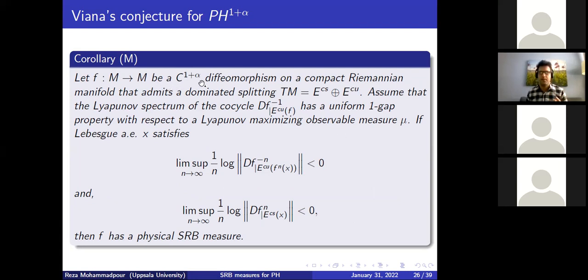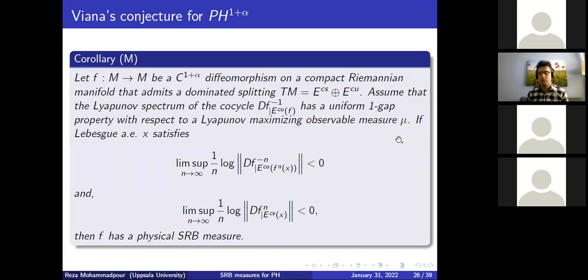Let F be a C1 plus alpha diffeomorphism on a compact Riemannian manifold that admits a dominated splitting. Assume that the Lyapunov spectrum of the cocycle of the inverse of DF restricted to E^cu has a uniform gap property with respect to a Lyapunov maximizing observable measure. If Lebesgue almost every x has a non-zero Lyapunov exponent, as Viana suggested, then F has a physical SRB measure, which is the Viana conjecture for partially hyperbolic systems.